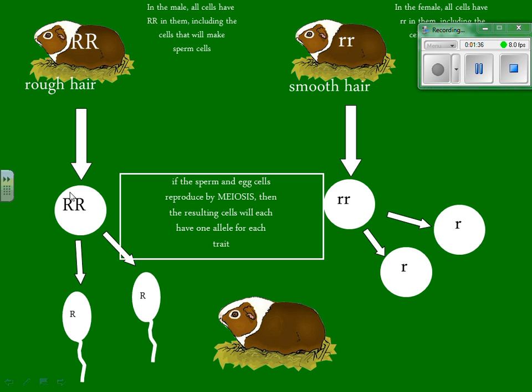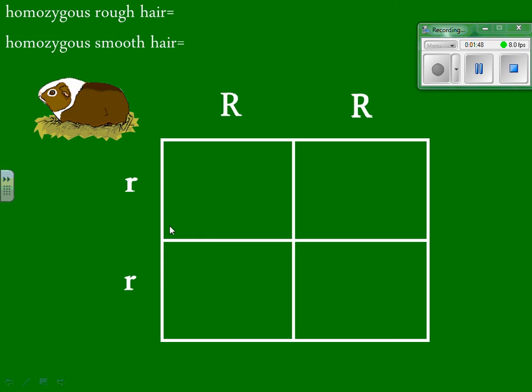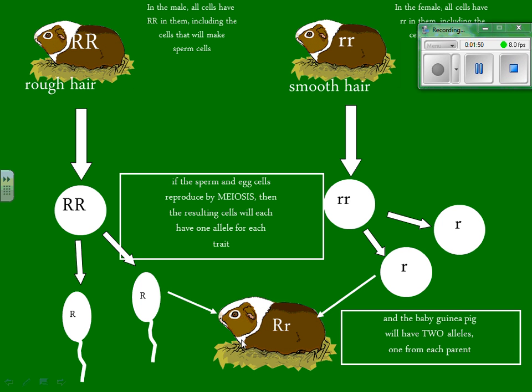So if one individual is big R, they're going to donate one big R to their offspring. If this individual is little r for smooth hair, that means they will donate one of their little r's. And that way, when the sperm and the egg get together, you're going to have an individual with the correct number of alleles and chromosomes. So keep in mind that each parent always donates half.